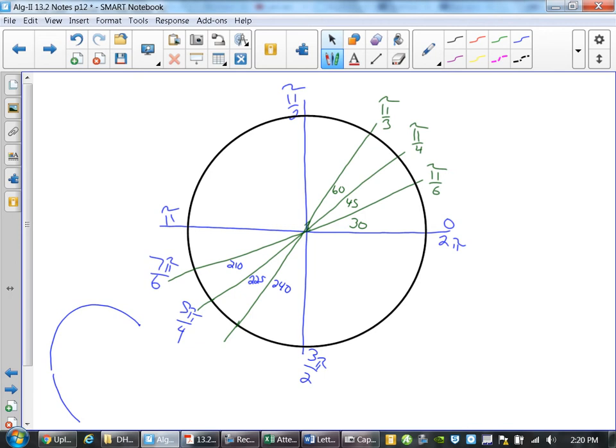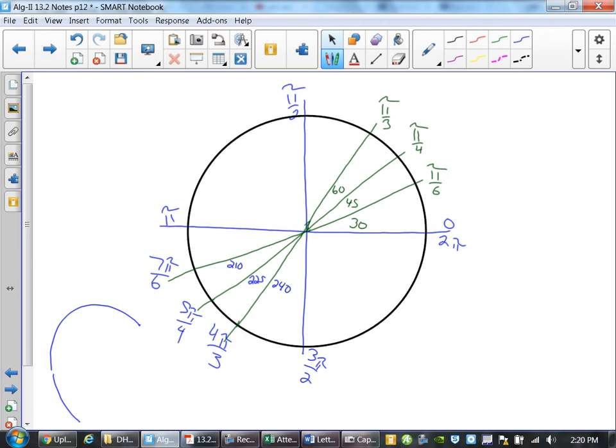Okay? Add pi to pi over 3, 4/3. So it's 4 pi over 3. That gives you those angles.